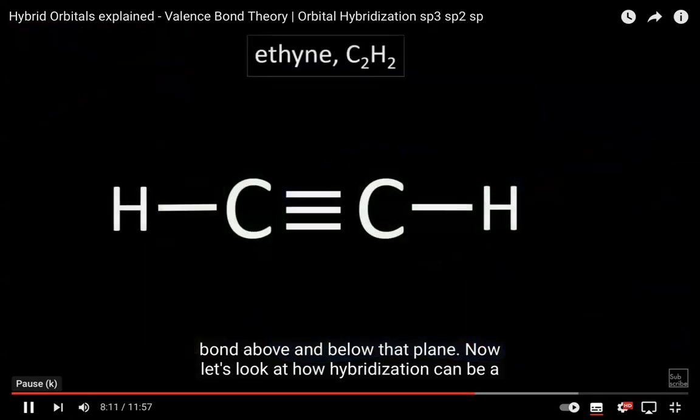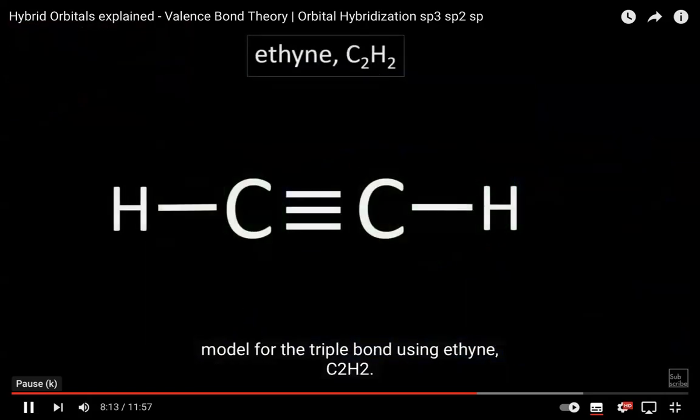Now let's look at how hybridization can be a model for the triple bond using ethyne. So see, how many pi bonds are there? There are 2 pi bonds. So it means how many carbon p orbitals are left unhybridized? 2. So only one will be hybridized from the p orbital. So which kind of hybridization will this carbon do? sp. So see, it's very simple.